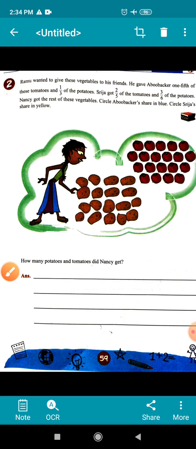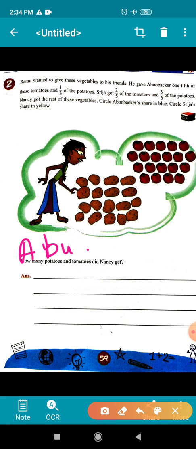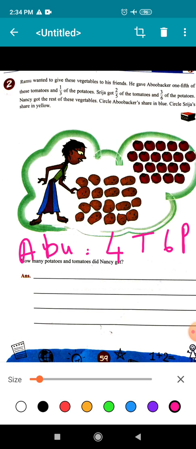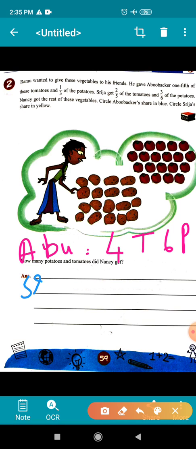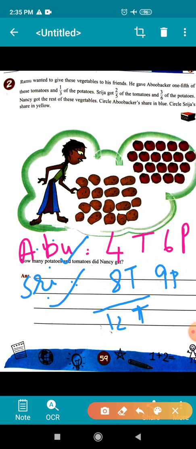Now let us calculate for Nancy. What we have to do now? As you all know, Abu Bakr has got 4 tomatoes and 6 potatoes. Correct? And Shiza has got 8 tomatoes and 9 potatoes. So how many tomatoes are total? 12 tomatoes are total that has been distributed among these two, Abu Bakr and Shiza.